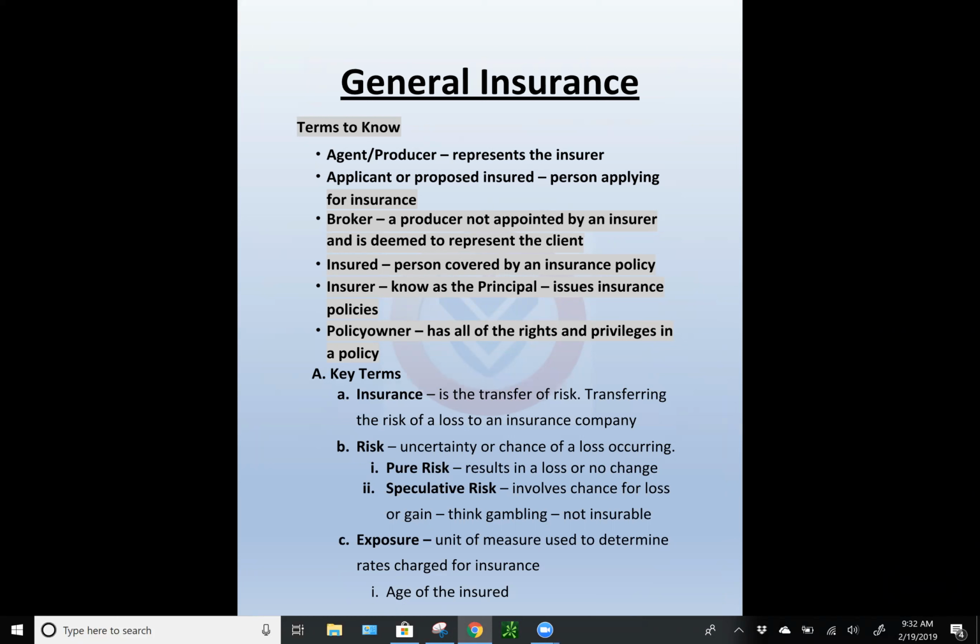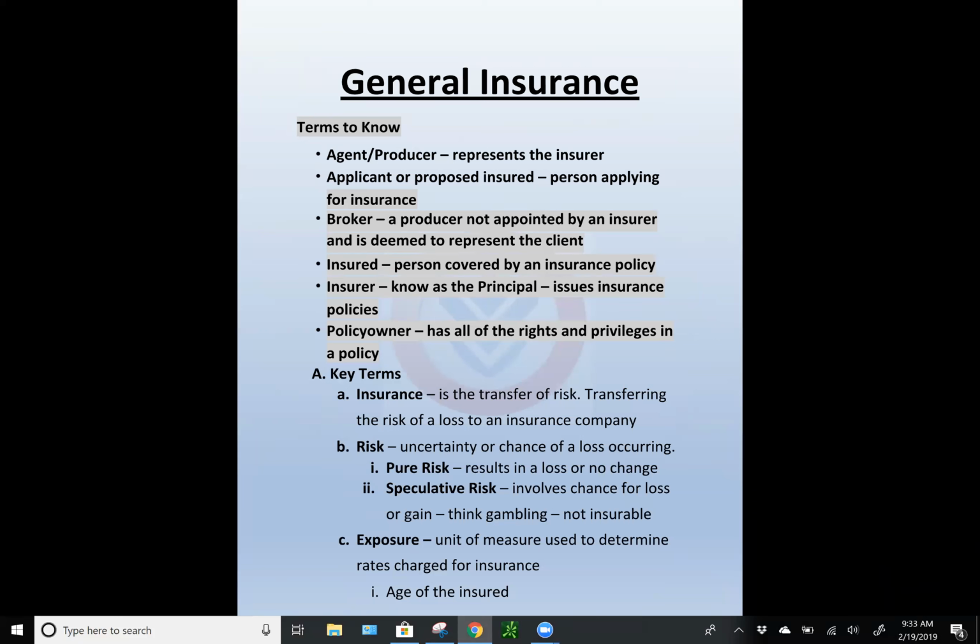There are two types of risk. There is pure risk, which can result in a loss or no change, and those are the only ones that are insurable. Then there is speculative risk, which involves a chance for loss or gain. When you think of speculative risk, think of gambling. There is not an insurance policy if you are a gambler that will cover your losses. So speculative risk is not insurable.